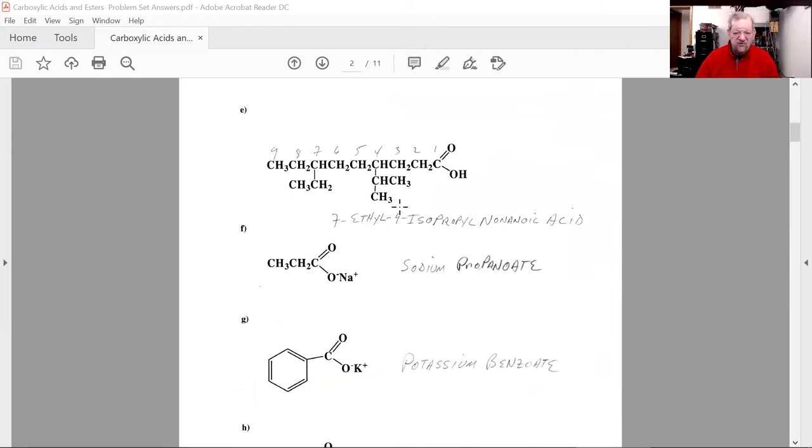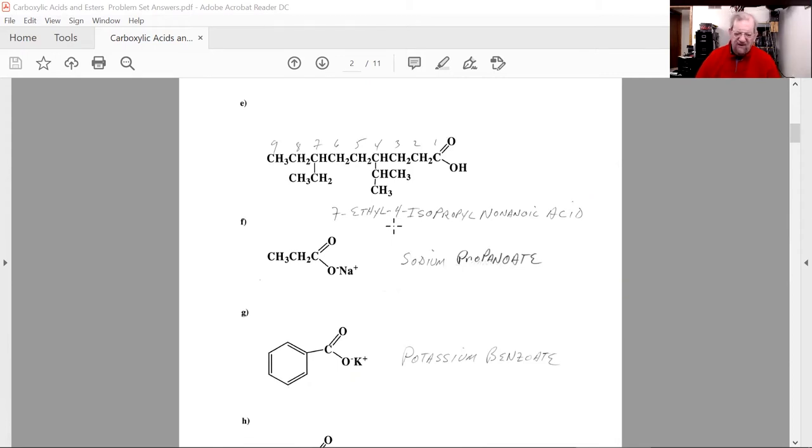If we look at this one right here, what do we have? Carboxylic acid, how many carbons in the longest chain? 9, nonane. Drop the E, add OIC in the word acid, and now you have nonanoic acid. And notice the carbonyl carbon is 1, on 4 there's isopropyl, on 7 there's ethyl. Remember, I'm not holding you to the alphabet rule for IUPAC, so if you put down 4 isopropyl, 7 ethyl, I would count that correct.